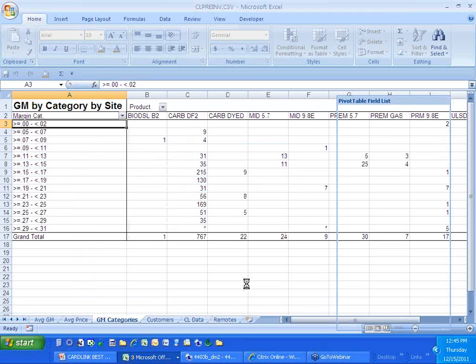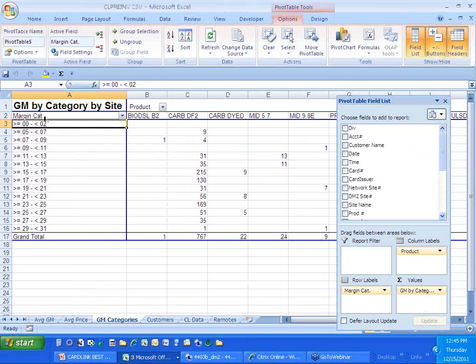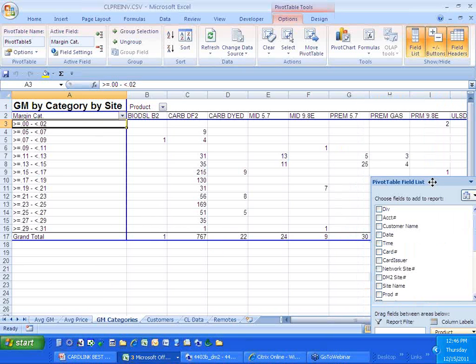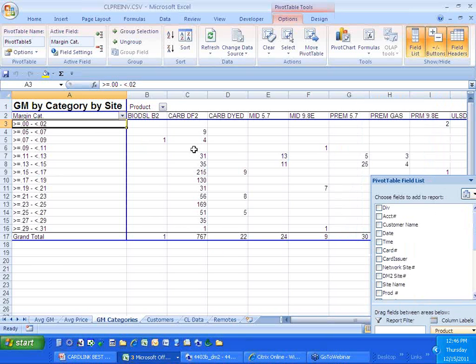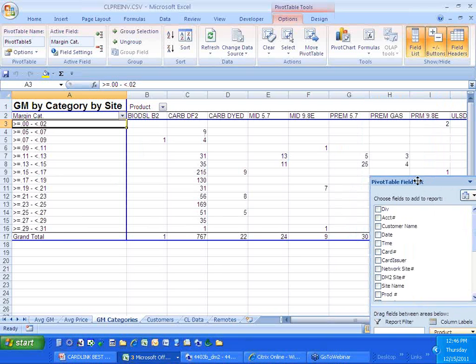So this is what I was saying. This is the GM categories. I've got a margin category here of 0 to 2 cents. I don't have anything here less than 0, so nothing's showing up. There really aren't any good ones here under 2 cents. There's only one. So I'm going to go down here to this 29 to 31 cent margin.